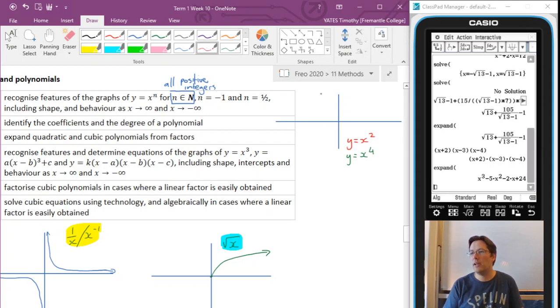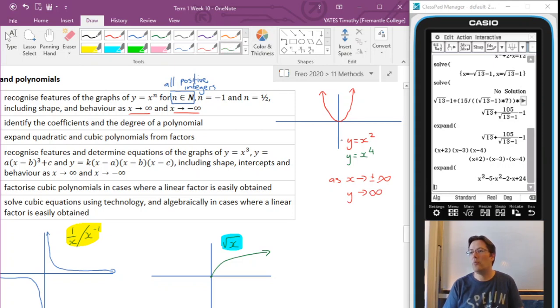When we've got x squared, it'll look something a little bit like this. It should be symmetrical. And one of the special features of y equals x squared is that we always end up being positive. So it says behavior as x tends to infinity and x tends to negative infinity. For y equals x squared, as x tends to positive or negative infinity, y will tend to infinity for that one. So that's something that we need to be able to say.